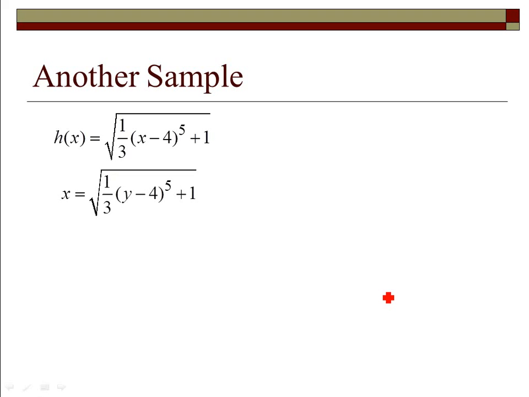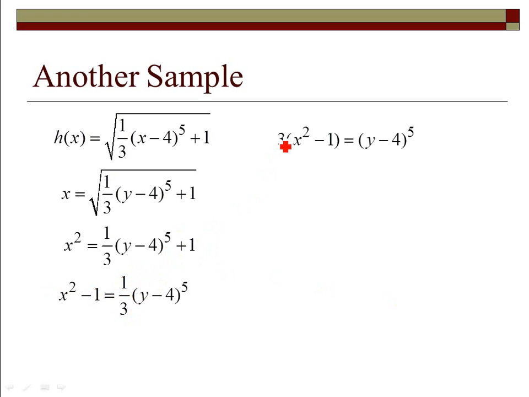Okay, let's look at one more example. Okay, so we have h of x is equal to the square root of 1/3 x minus 4 to the 5th plus 1. So again, I'm going to exchange x and y. So h would have been y. So I'm just going to do that as my first step. Just exchange it. Undo the square root. We square it. Next thing I've got to do is I need to undo the plus 1. So I'll subtract 1. I want to get rid of the 1/3. So I multiply by 3.